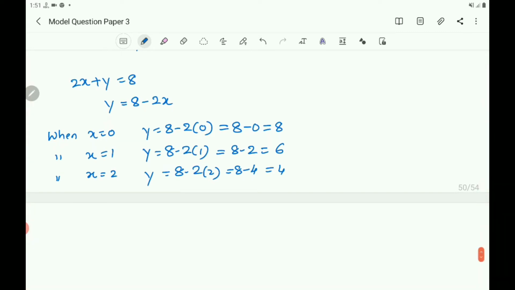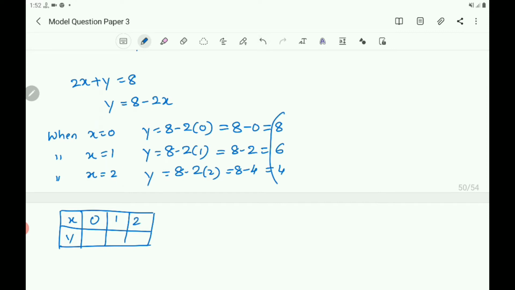Now you make a column, here x and y. Now you write the values of x: 0, 1, 2. Then the values of y are 8, 6, 4. Here 0, 8 is one pair. Next 1, 6 is the second pair. And 2, 4 is the third pair. So the pairs are 0, 8; 1, 6; 2, 4.